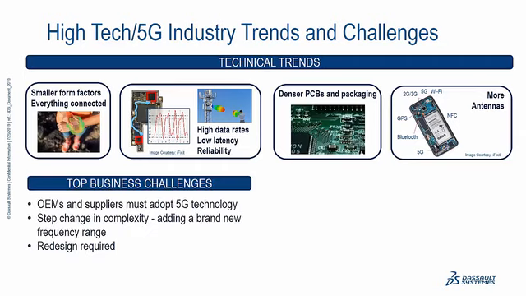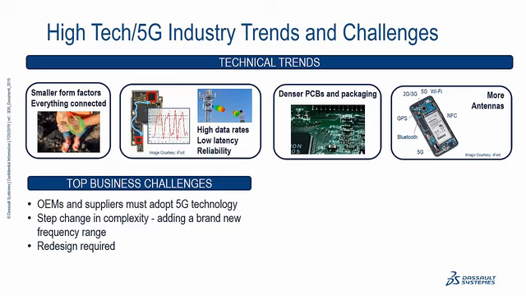Some of the business challenges we see for OEMs and suppliers: they really have to adopt 5G technology. If they don't, they'll be left behind in this technology race, and products will become obsolete over time. So it's really critical that OEMs and their suppliers get on board with 5G and start to look at it as soon as possible if they're not already.